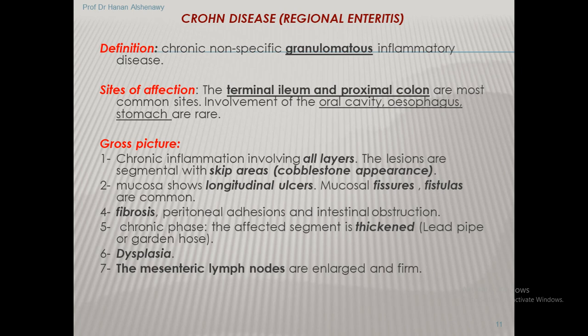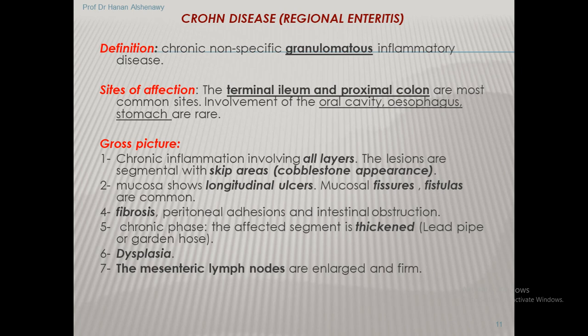Now, the second disease of inflammatory bowel diseases is Crohn's disease. Crohn's disease is a granulomatous inflammatory lesion, and you have to know that it has granuloma, not like ulcerative colitis. The site of affection here is usually the terminal ileum and proximal colon, although involvement of the GIT from mouth to anus is common. This is very important to know, that it may involve any part of the GIT.